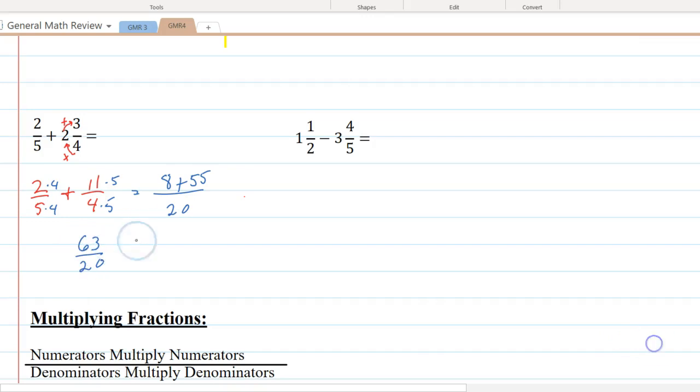63 over 20. Now to change that back to a mixed number, ask yourself, how many times does 20 go into 63? 20 goes into 63 3 times. 3 times 20 is 60, and I have 3 left over. Gives me 3 over 20. 3 over 20 does not reduce, and I am finished.